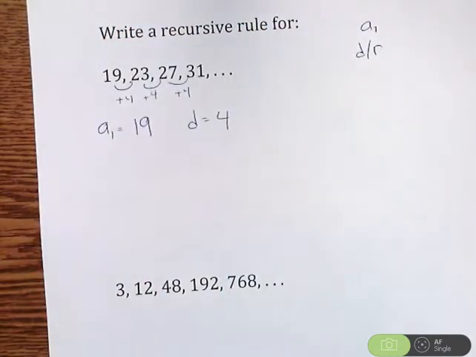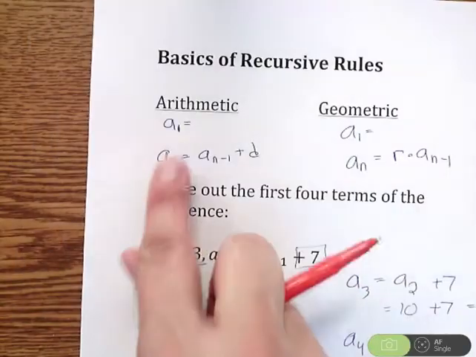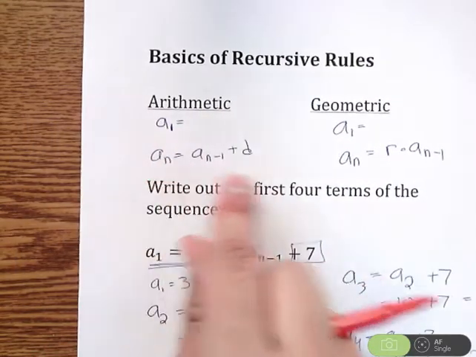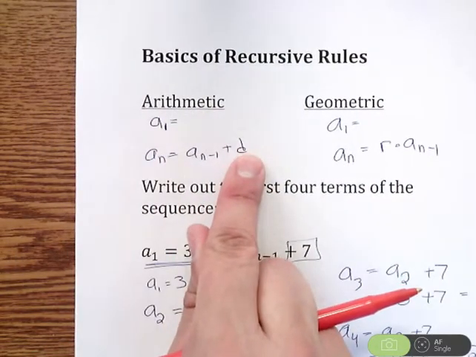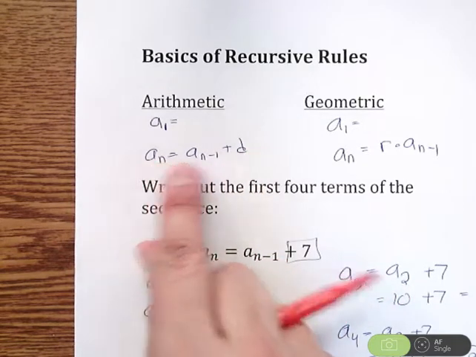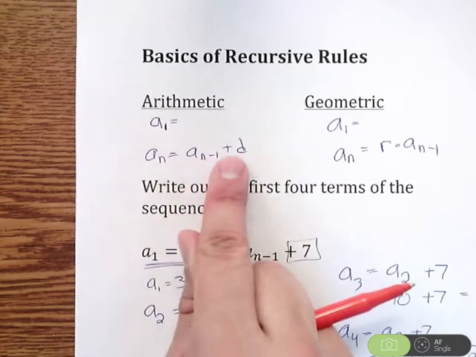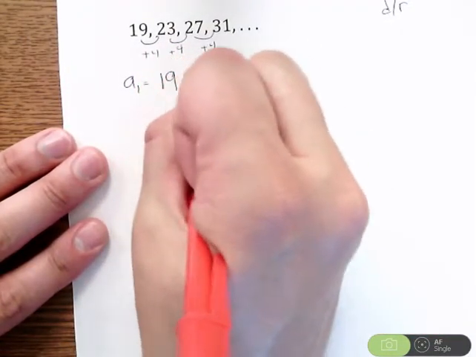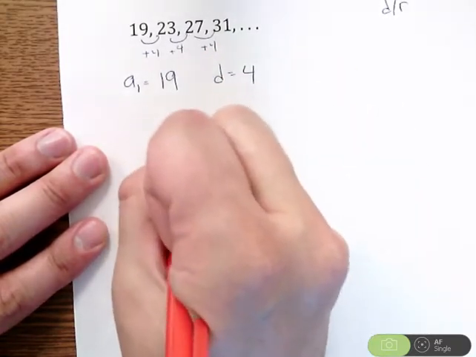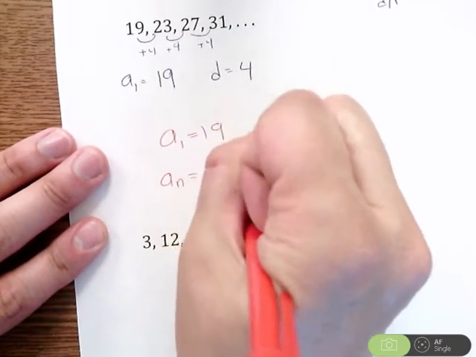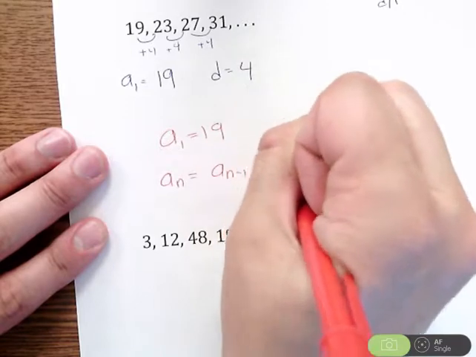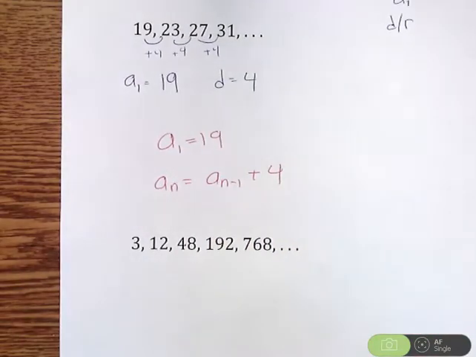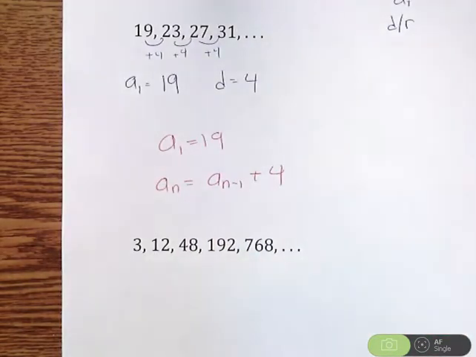So if I want to put the recursive rule together, I needed two things for arithmetic. I needed to know a1 and then use this, but plug in and replace d. So I'm going to leave alone the an and the an minus 1. I should replace a1 and d. So my rule, I'm going to write it in red here. This would be your answer: a1 equals 19 and an equals an minus 1 plus 4. So that would be your answer, and this is an arithmetic one.